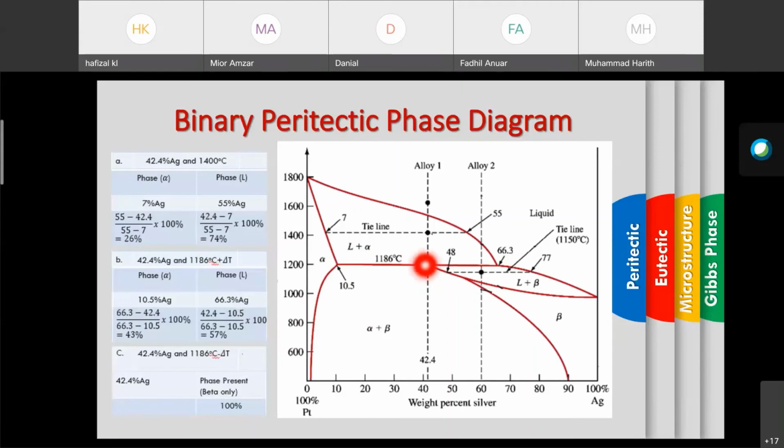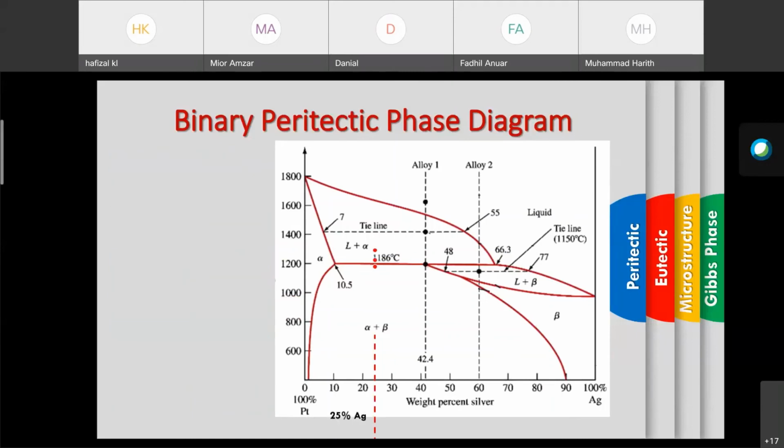At this point, the only existing phase is beta in this area. So the alpha and the liquid phase are no longer present. At this point we have only a beta phase. What will happen at this point? This line, maybe you can work out by yourself.